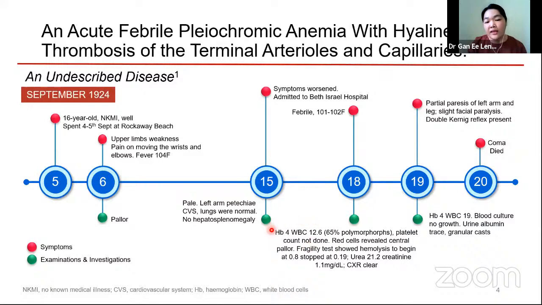She was very anemic with a hemoglobin of 4, white cell count mildly raised at 12.6, but the platelet count was not done at that point in time. The red cell morphology revealed a central pallor, and the fragility test showed hemolysis beginning very early at 0.8. Urea was 21 and creatinine was 1.1 milligram per deciliter. Chest X-ray was clear, and blood cultures showed no growth. However, on day 6 of admission, she went into a comatose condition and she died, after a very short presentation of the illness.